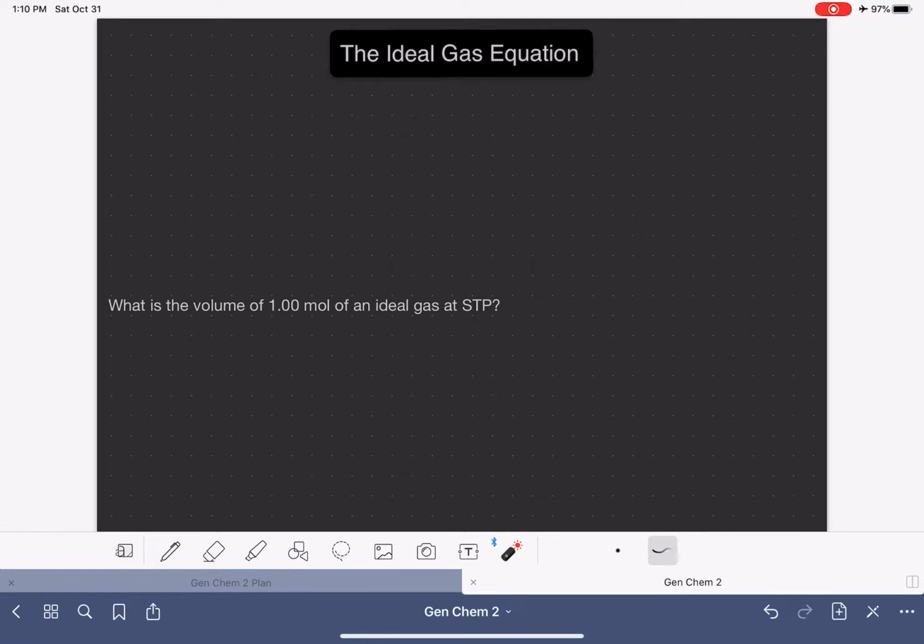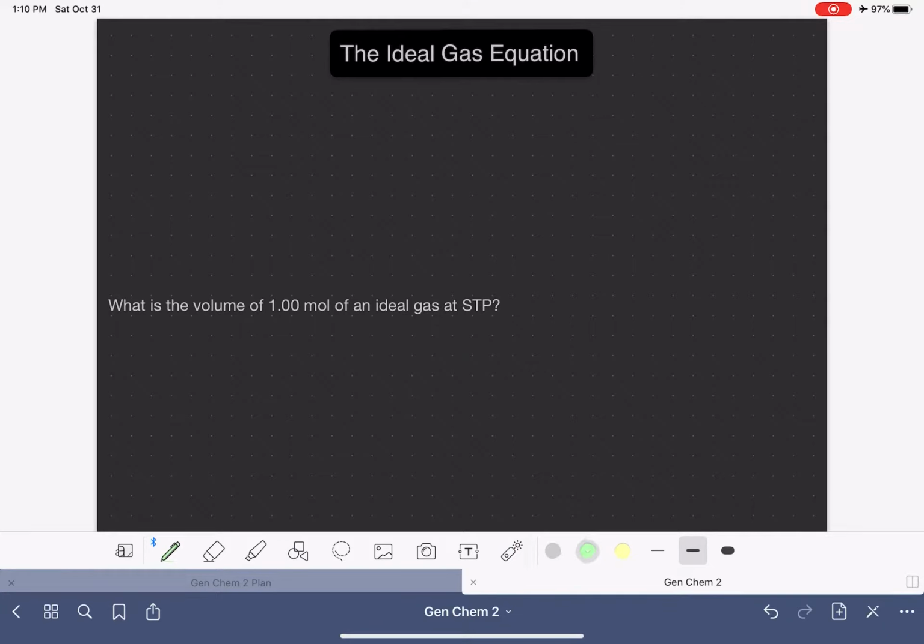The ideal gas equation, which is also called the ideal gas law, is a mathematical relationship between the four measurable variables of a gas: the pressure, volume, number of moles, and temperature. In this video, I am going to show you the ideal gas equation, and we're going to practice using it to solve this problem down here.